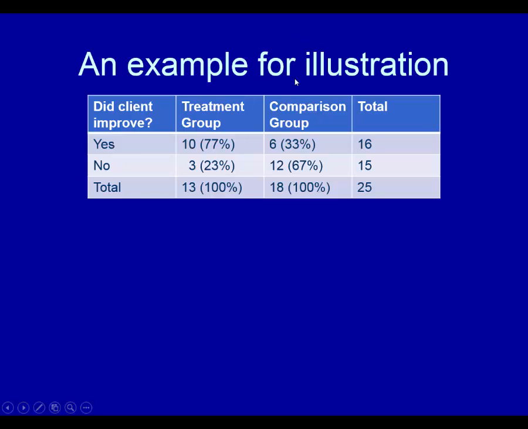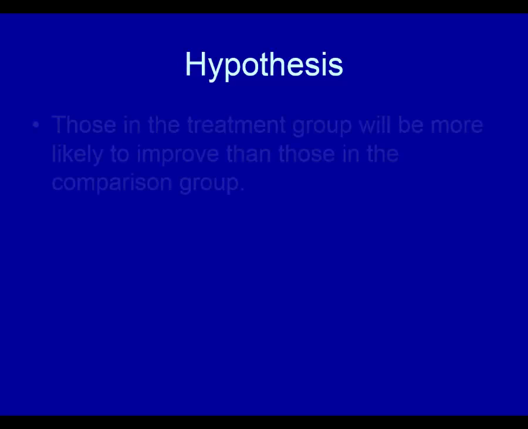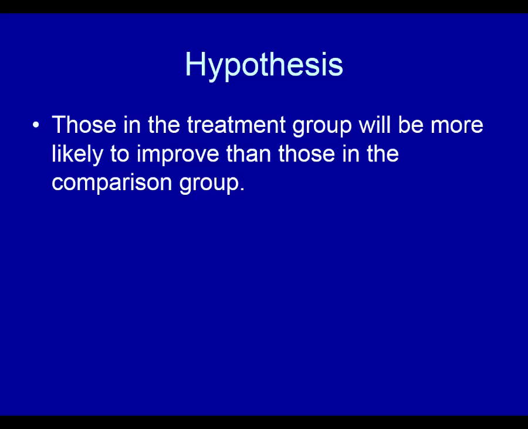So this means that the treatment group did do better, but the question for statistics is whether this difference is statistically significant, or that is to say, not easily explained by chance. Here is the hypothesis. In this case, those in the treatment group will be more likely to improve than those in the comparison group. If you're using the AB single subject design, the hypothesis might be the proportion of favorable recordings in the treatment period will be greater than the proportion of favorable recordings in the baseline period.